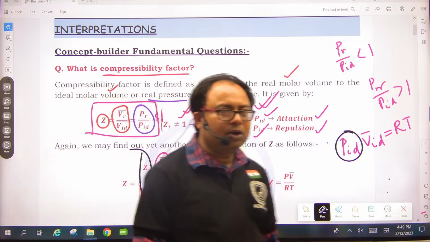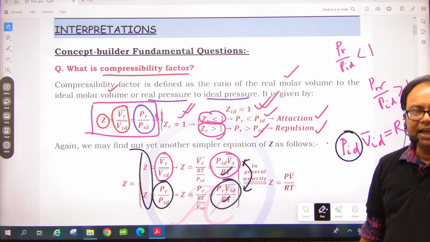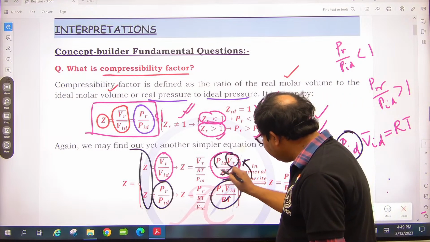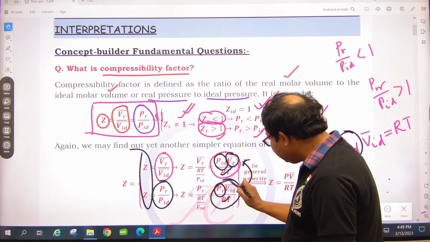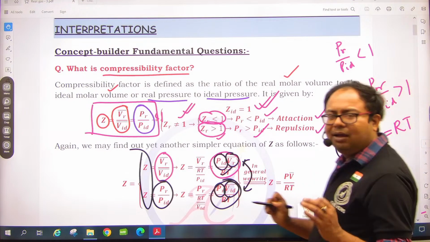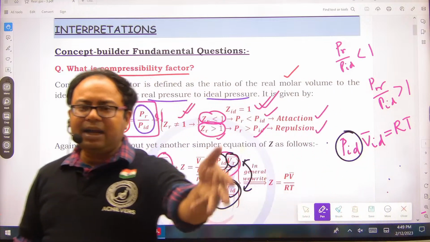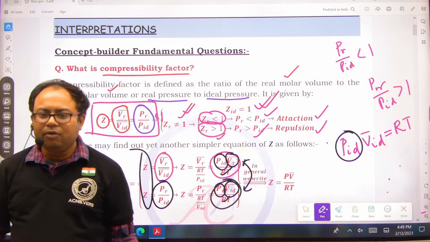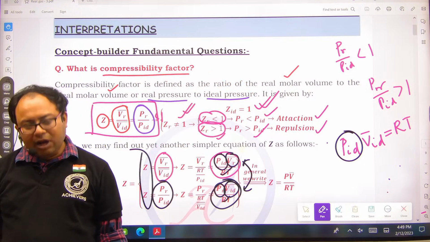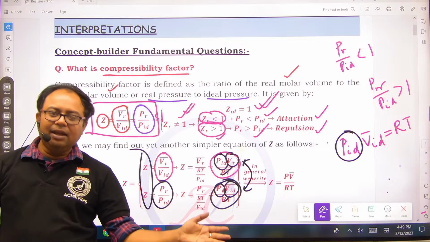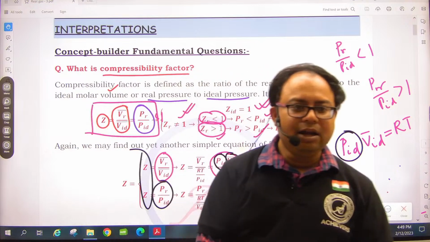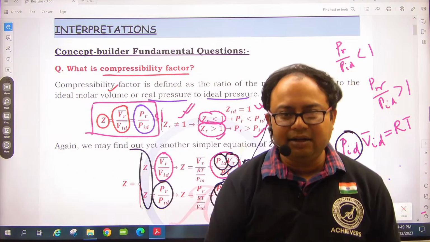But the thing is all the same, because in both cases you have an interaction between a real term and an ideal term. So forget about real pressure ideal volume or ideal pressure real volume. In the numerator you have got pressure and molar volume. If one is real, the other is ideal. So you are getting an interaction between a real term and an ideal term.